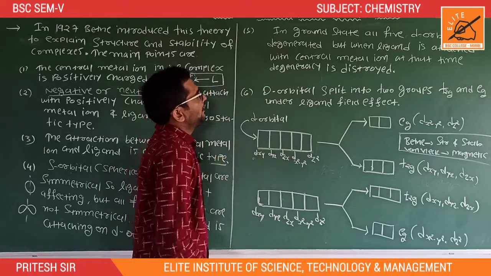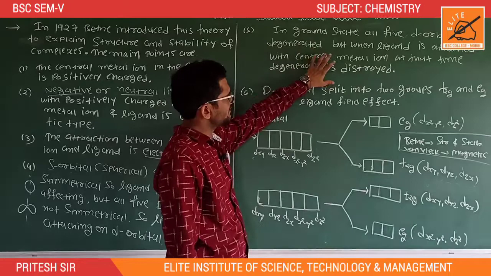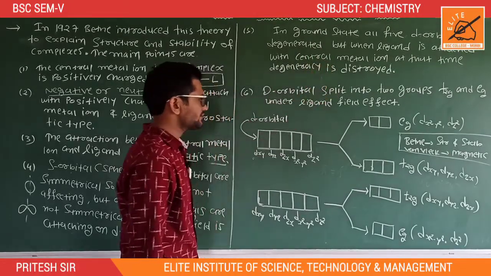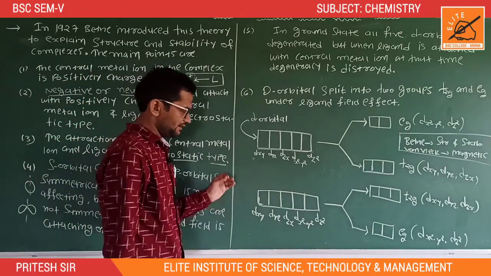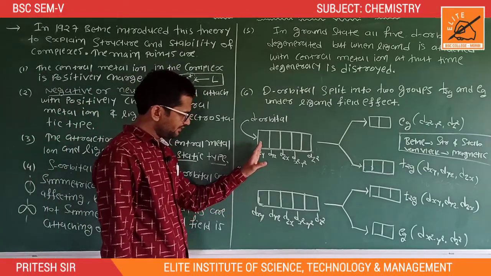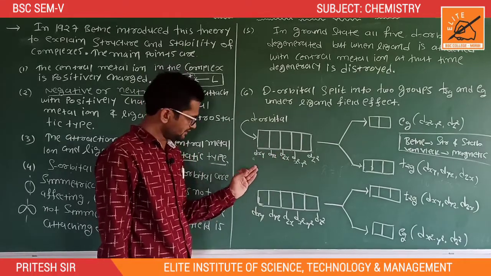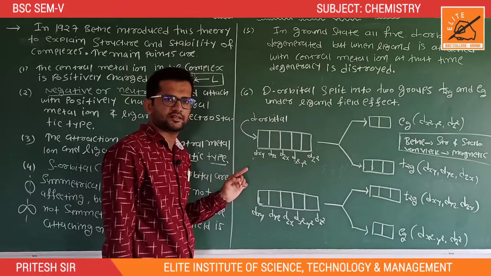suborbitals are degenerate, but when a ligand is attached with a central metal ion, at that time degeneracy is destroyed. First, what is the meaning of degeneracy or degenerate? Degenerate means all the 5 suborbitals contain similar energy. The energy of all the 5 suborbitals is equal in ground state.